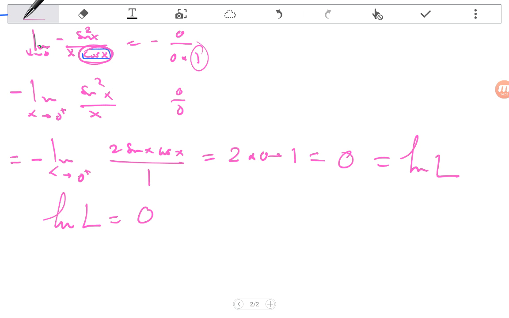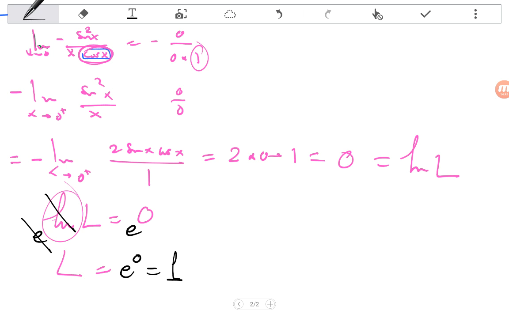What would be the L? What if ln L is 0? What would be the L? How do I get rid of this ln? Yes, the result would be 1. But how do I get rid of the ln? By its inverse. What is the inverse of the ln? It is e power. Yes, so I take e power both sides. That's why e removes the ln, so that will be L, and that will be e power 0, and e power 0 is equal to 1. So that is the result of the limit.